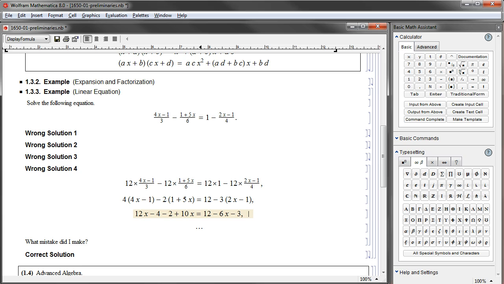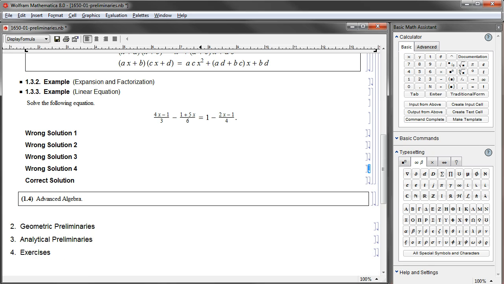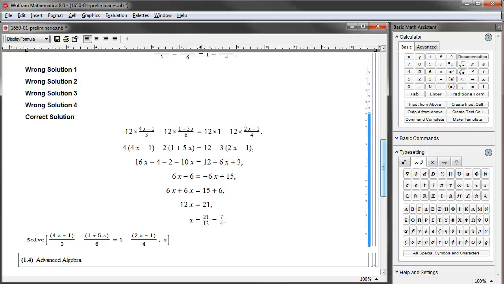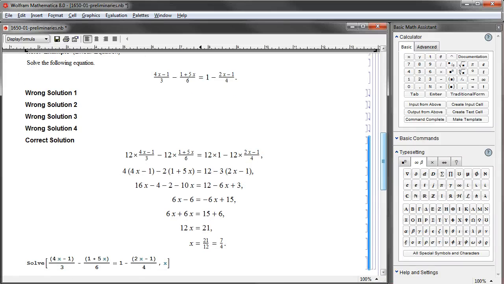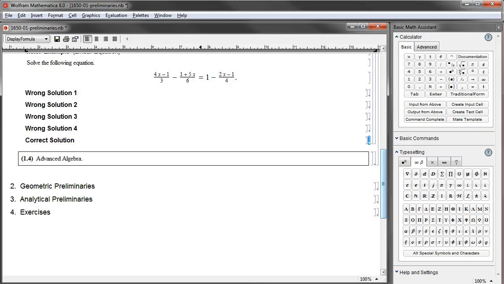This kind of mistake is rather common. And once you make this kind of stupid mistake, it's very difficult to spot it. Bigger mistakes are easy to find. Here's the correct answer, and then the solution. Okay.